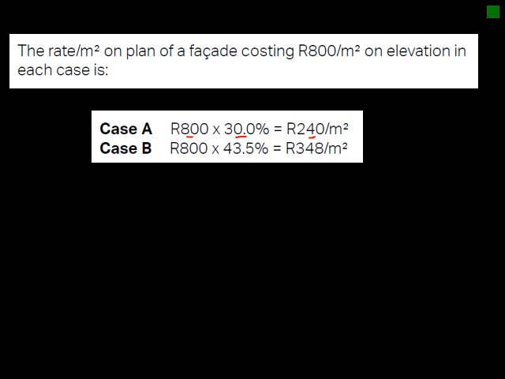This now excludes any installation like tiling or so, because your tiling will be the same. It doesn't really change, and the rate and the area won't influence it too much. But then looking at case B, where your ratio is 43.5%, it will work out 348 Rand per square meter. So you can see how the shape immediately had an influence on the cost of your external facade.